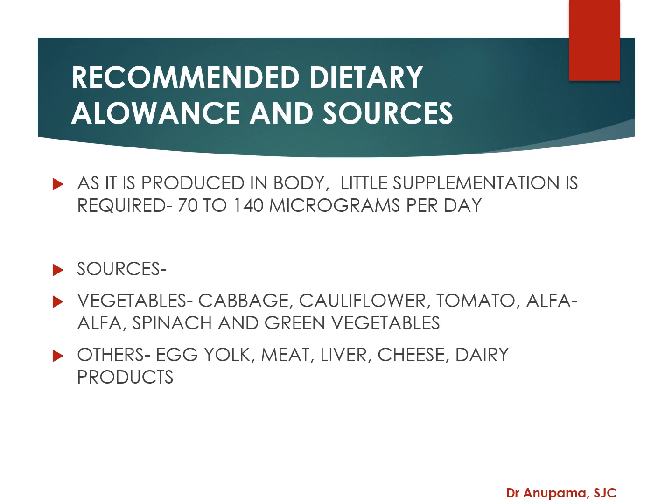The recommended dietary allowance: as such it is produced by the body and little supplementation is only required, that is 70 to 140 micrograms per day. Sources include vegetables like cabbage, cauliflower, tomato, alfalfa, spinach, and green vegetables. Then others like egg yolk, meat, liver, cheese, and even dairy products can be the sources of this vitamin K.